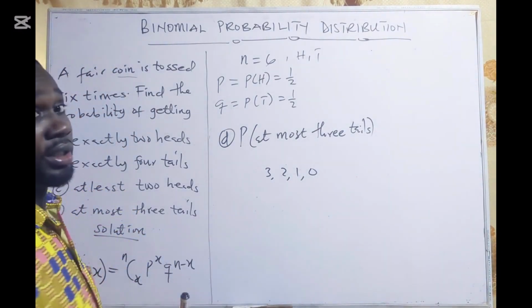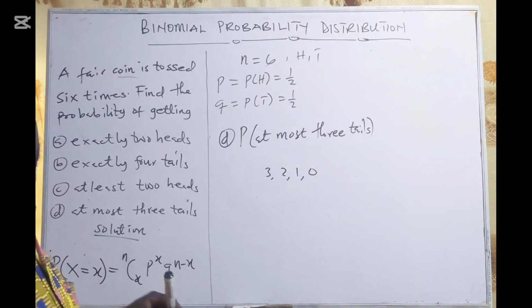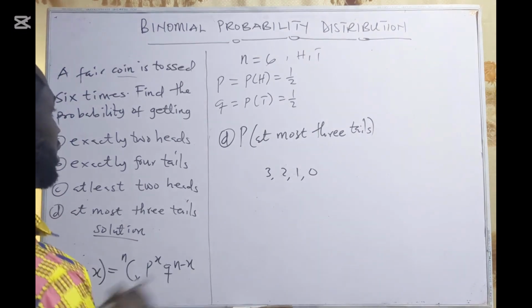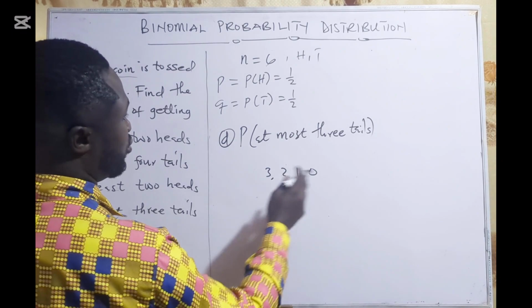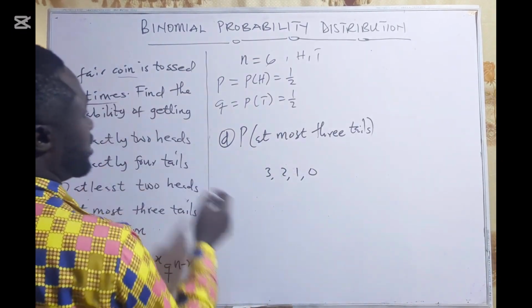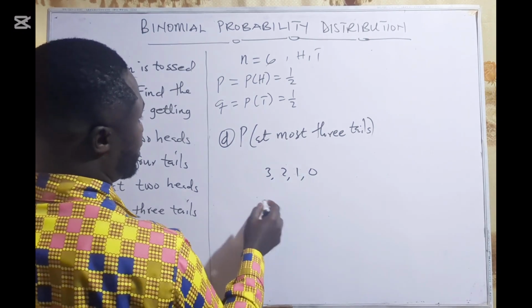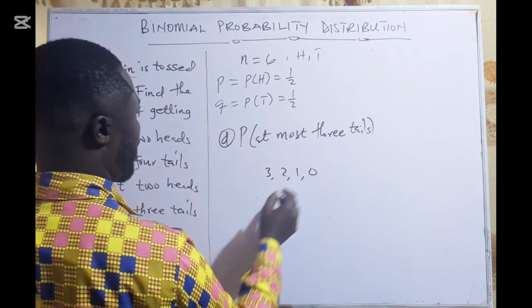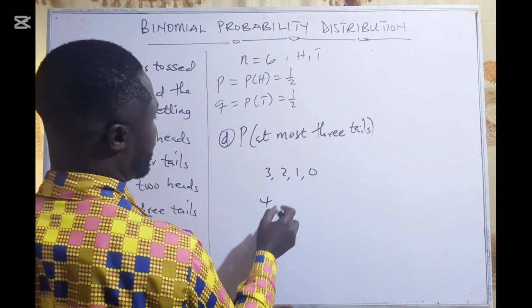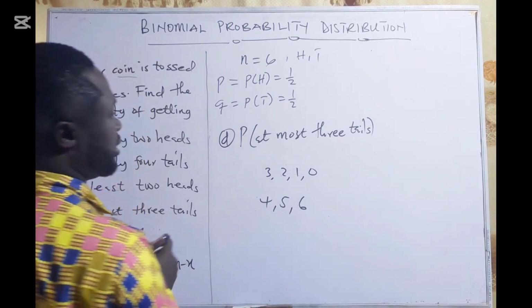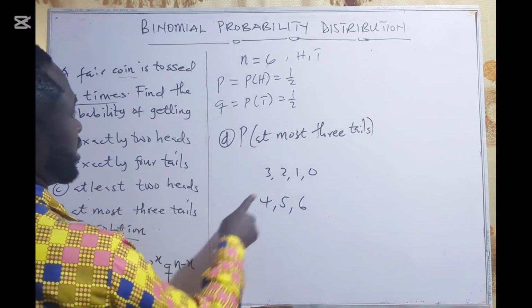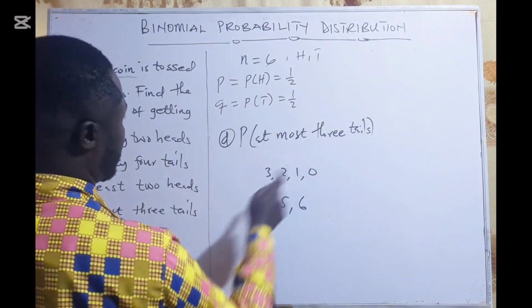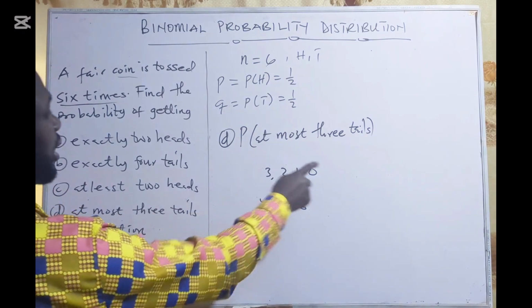Let's look at the other way, where when we solve it, it will be simple for us. So in the other way, if we have 3, 2, 1, we are tossing the coin 6 times. So we can have what? It can be 4, can be 5, and can be 6. So what we can do here, the at most 3 tails is 3, 2, 1, 0. That is 3 or less.